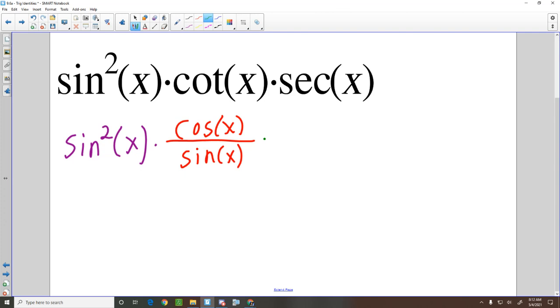Last, I've got the secant. All right, so secant, that's one of those reciprocal identities. That's going to be 1 over the, and since this started with an S, its reciprocal starts with a C, meaning I'm going to write this as a cosine.